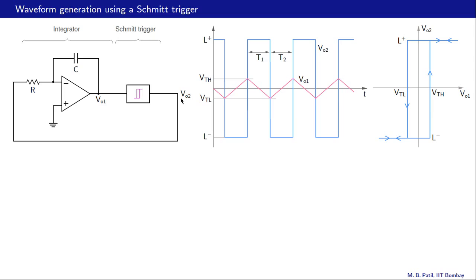So note that VO2 serves as input for the integrator. These are the waveforms. That is VO2, the blue one, and that is VO1. And VO1 is a triangular waveform in this case, as opposed to the capacitor voltage waveform that we saw in the last circuit.